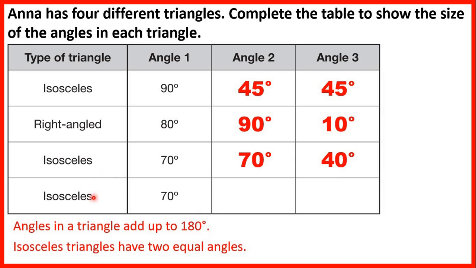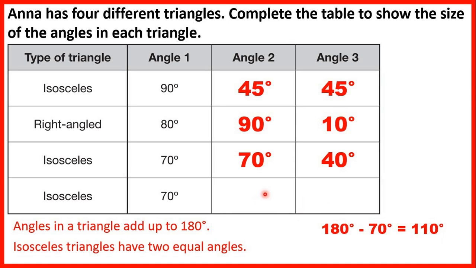Now we have a different isosceles triangle, which also has an angle of 70 degrees. So if this angle is 70, we could have these two angles being the same size. Remember, angles need to add up to 180 in a triangle, so if we have one angle of 70, that means the other two angles together could give a total of 110.